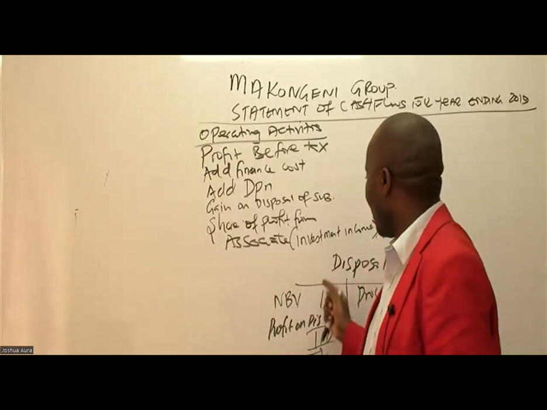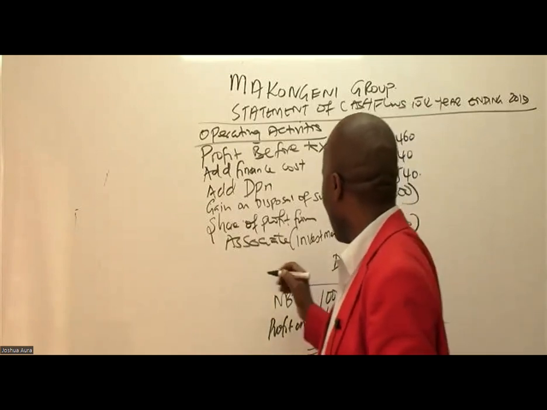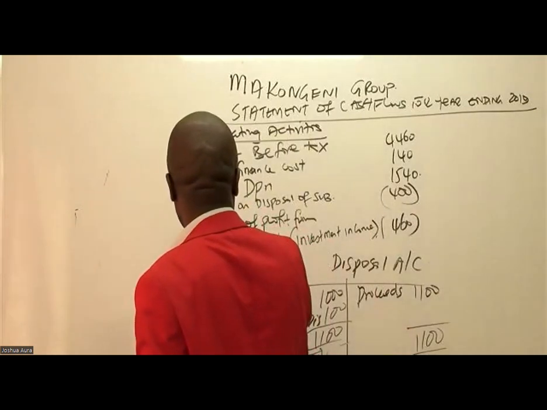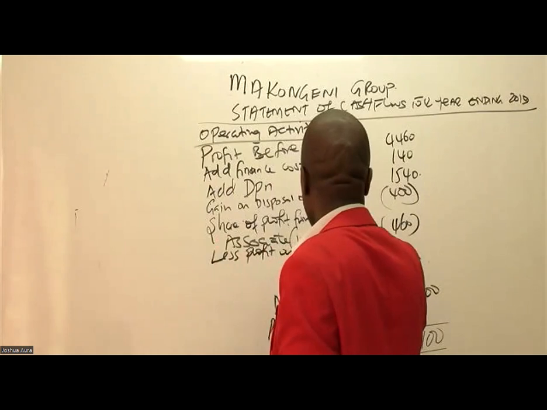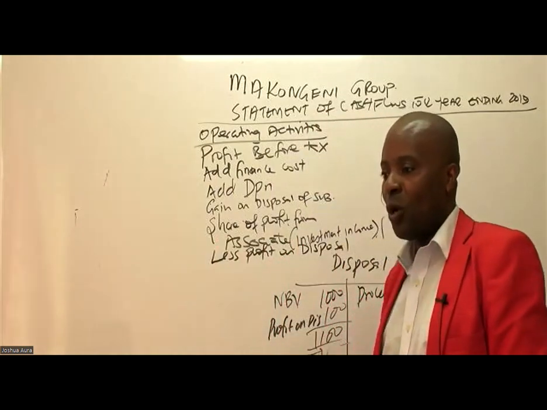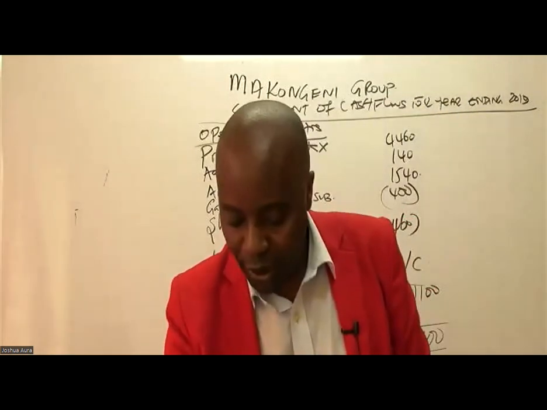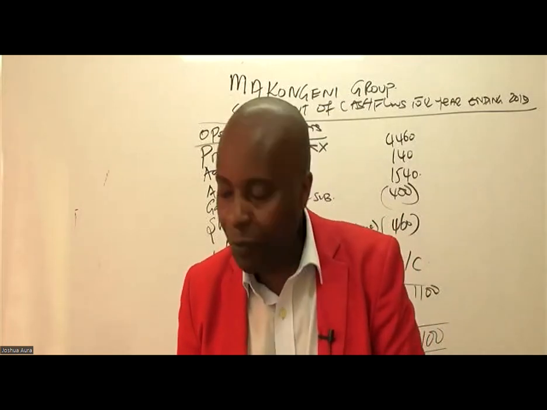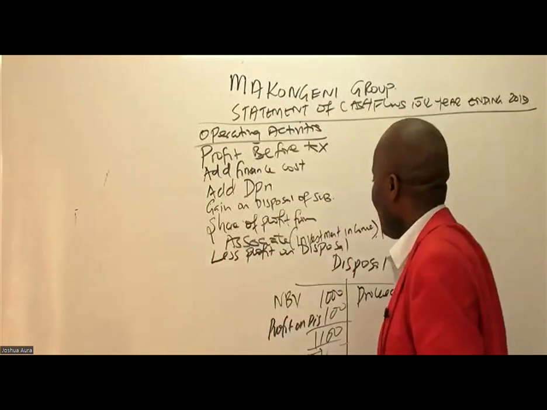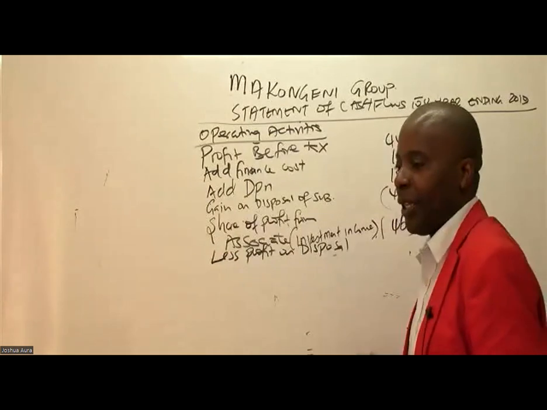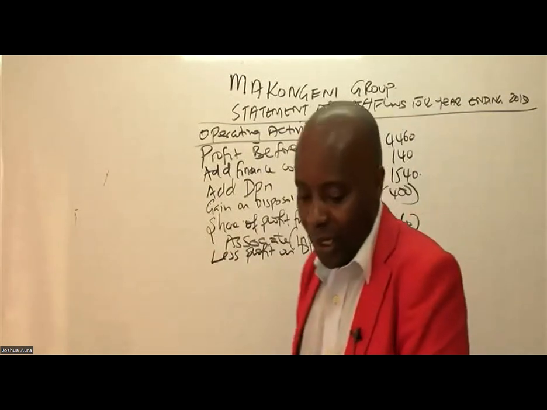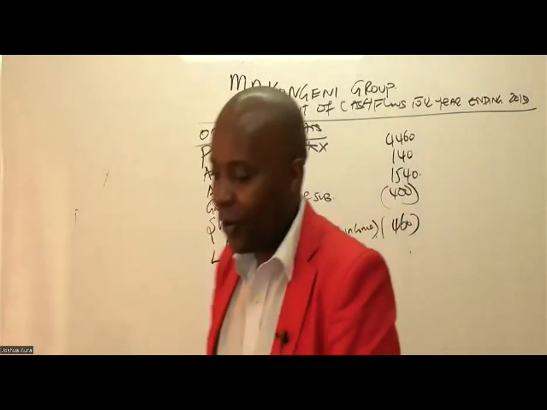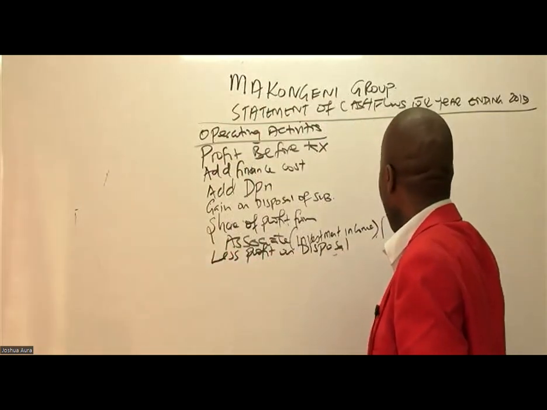So in this case, here, come and less the profit on disposal. Less profit on disposal. Profit of how much? I've worked this very fast in the interest of time. So it is 100 bob, isn't it? It's 100 bob. Profit on disposal is 100 bob.